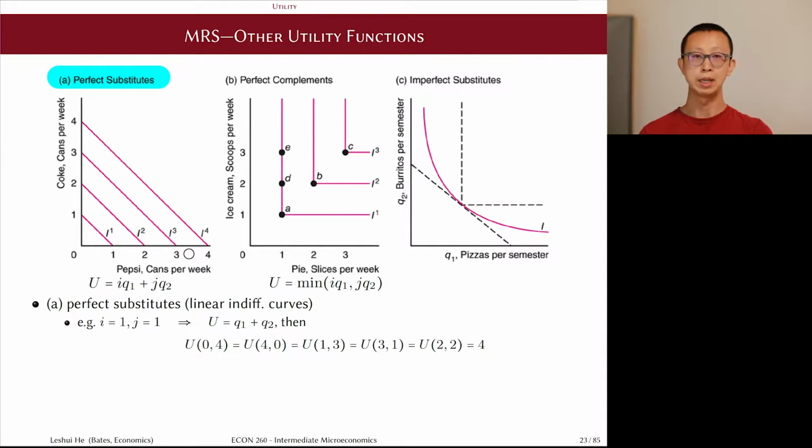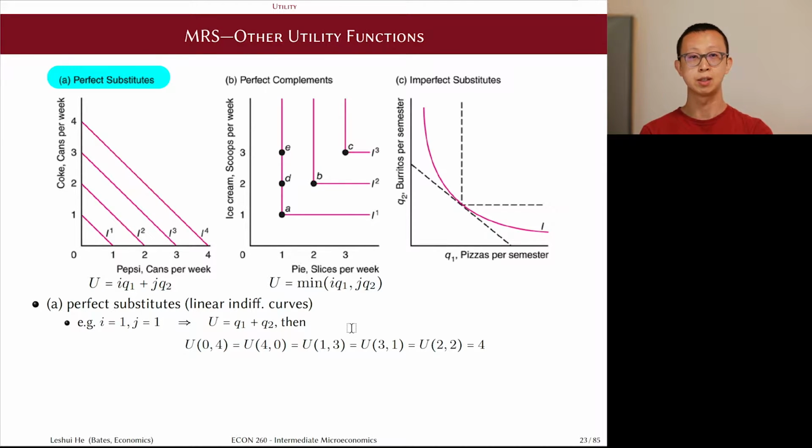So how would we express such indifference curves in the form of a function? Well, we would simply write the utility is equal to the amount of good 1 multiplied by some kind of constant i plus the amount of good 2 multiplied by another constant j. For example, if i and j are both 1, then the utility function becomes particularly simple, which is just q1 plus q2.